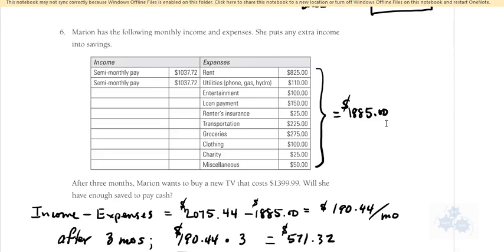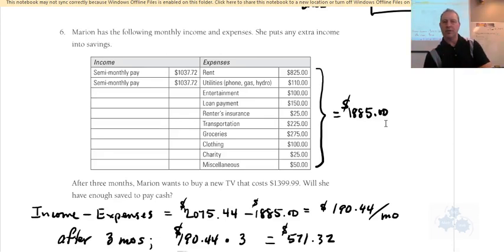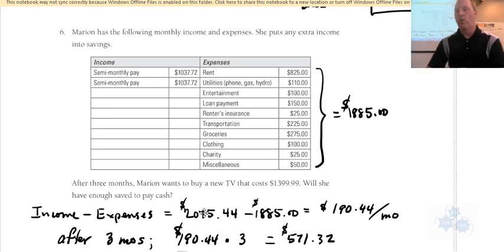All right, so in 7.1 here, number 6 for Build Your Skills, the question says, let's just go over this again. Marion has the following monthly income and expenses. She puts any extra income into savings. So what we did is we found out what the total income was, which we figured out that you add these two together, you get 2,075.44, and then you add up all of the expenses right here, and you should get 1,885. So the difference between those two is 190.44 per month. So that's how much she could conceivably put into savings in a month.